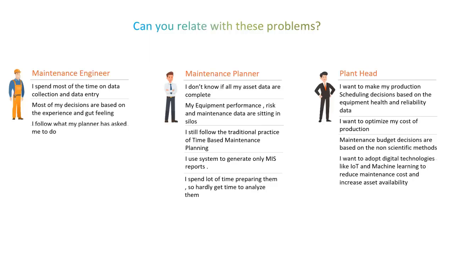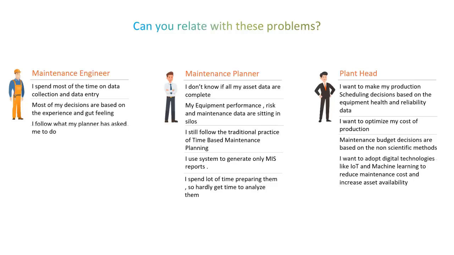And here, look at the plant head. I want to make my production scheduling decisions based on the equipment health and reliability data. I want to optimize my cost of production. Maintenance budget decisions are based on non-scientific methods. I want to adopt digital technologies like IoT, machine learning to reduce maintenance cost and increase asset. Look at what a diverse opinion between these 3.